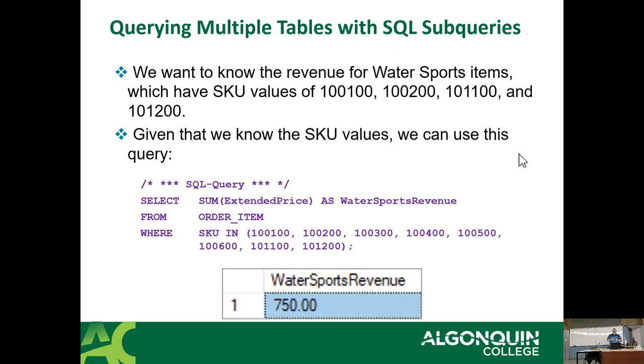We're going to start with subqueries. If you look at the query that's up on the screen, we're adding up the extended price for all the products that are in water sports. So we have the SKU, that's the list of the products in water sports. It's a pretty big list, but the problem with this query is you need to know what the SKUs are. So if you add a new product, you have to add it to this query. If you keep adding lots and lots of products, it gets confusing.